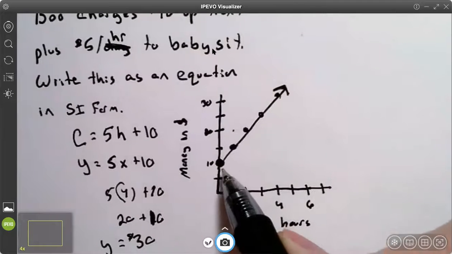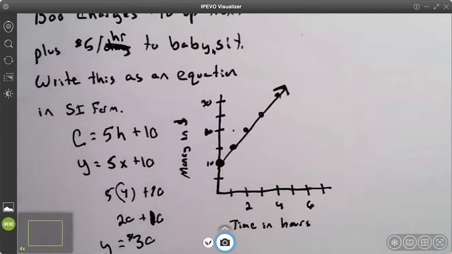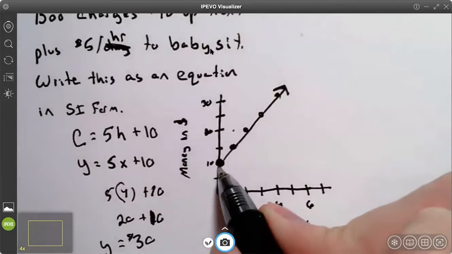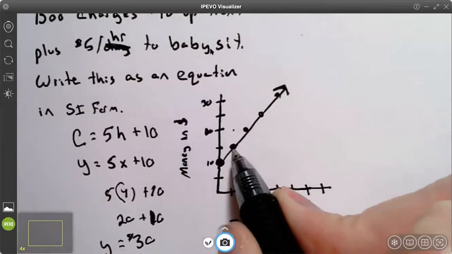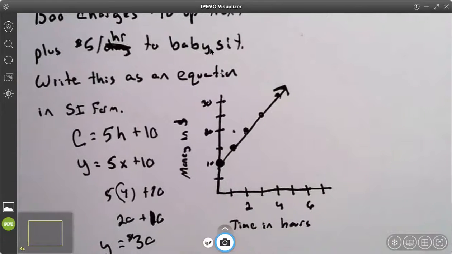Y-intercept is 10. Slope in this case is rise 5, run 1, rise 5, run 1. The slope is $5 per hour. Remember, slope and rate of change are the same thing. If you're asked, what's the rate of change? Well, my rate changes $5 every time I work another hour. So your rate of change is 5, your slope is 5.